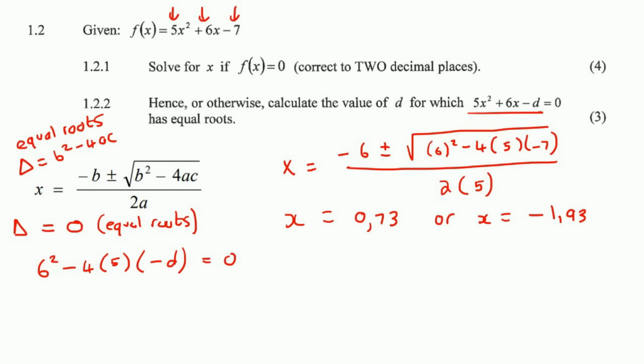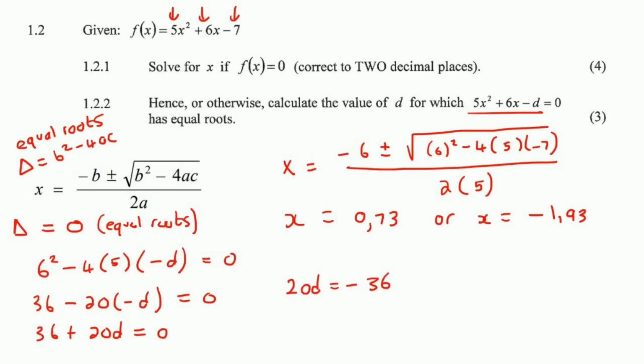And we're going to make that equal to 0. So that's going to be 36 minus 20, and then that's multiplied by minus d. So that's going to become 36 plus 20d equals 0. And so 20d is equal to negative 36. And so if you get d by itself, it would be negative 36 over 20. And if you simplify that, you get that d is equal to negative 9 over 5. Or you could say d is equal to negative 1.8. Any one of those would be fine.